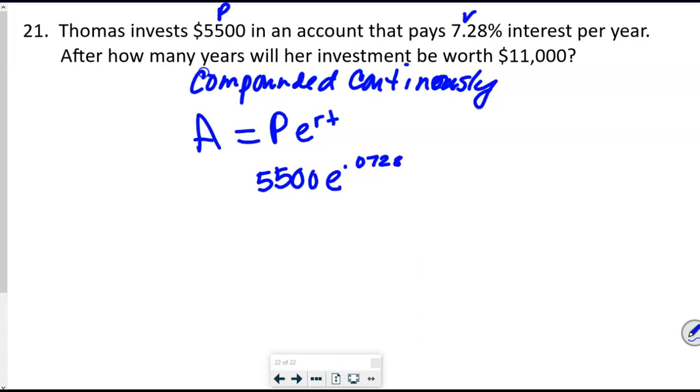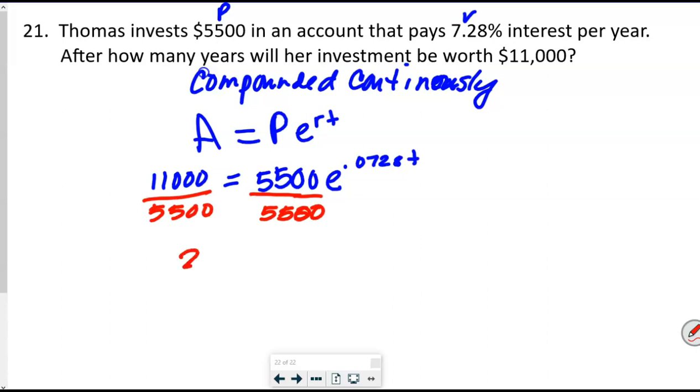This is going to be our P. Now it says how many years will it take the investment? So we're actually going to look for t to be worth $11,000. So we're going to put our 11,000 over here. So this time we're going to divide both sides by 5,500. It'd be great if I could write today, huh? So that's 2, and that equals e to the 0.0728t power.